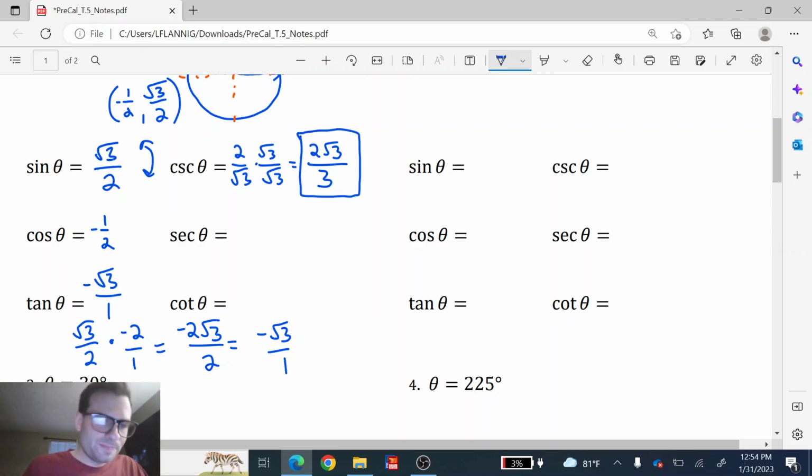And then the secant is the reciprocal of cosine. This one's a lot easier because you don't have to do any of that. It's just negative 2 over 1. Again, you're flipping the cosine. And then last but not least, you're doing this with tangent.